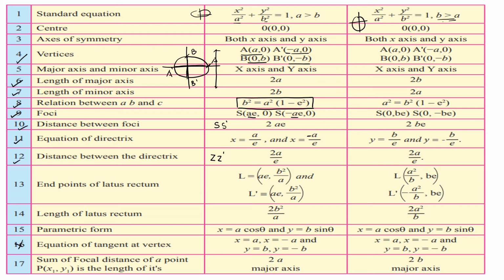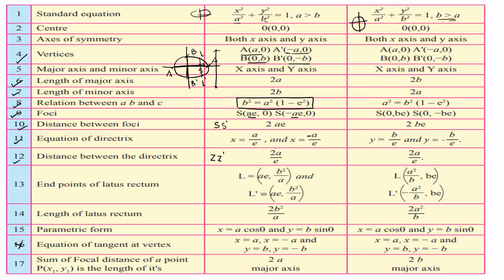Now let us talk about the latus rectum. If you remember, a focal chord which passes through the focus and is perpendicular to the major axis, that is called the latus rectum. The latus rectum cuts the ellipse at 2 points. One is named L, the other is named L dash.